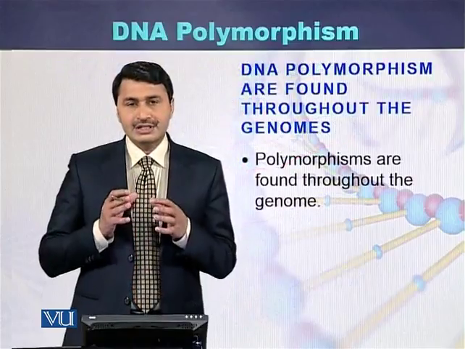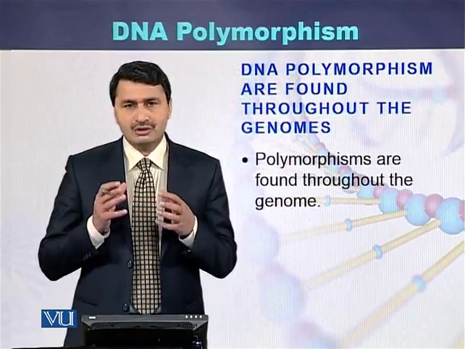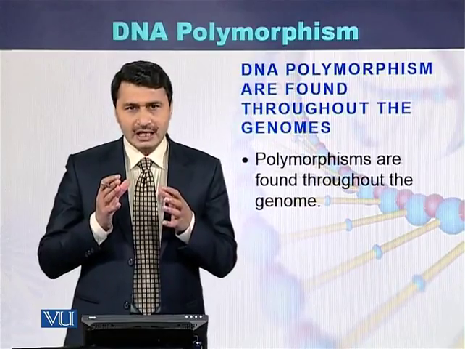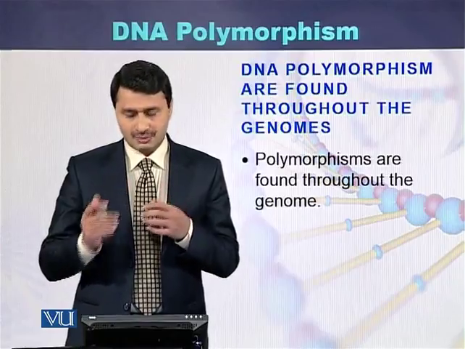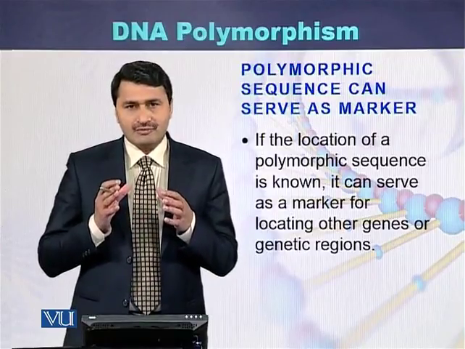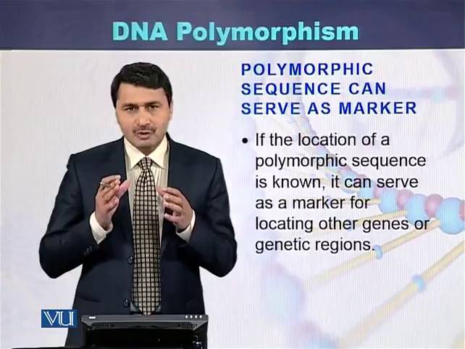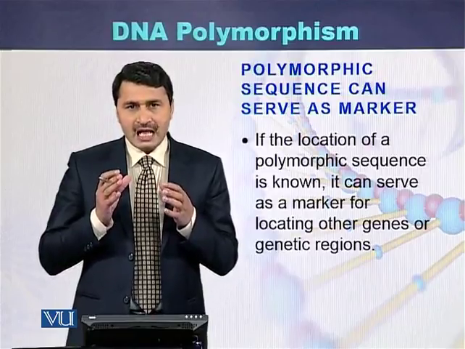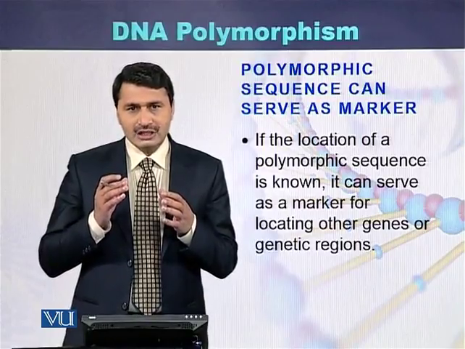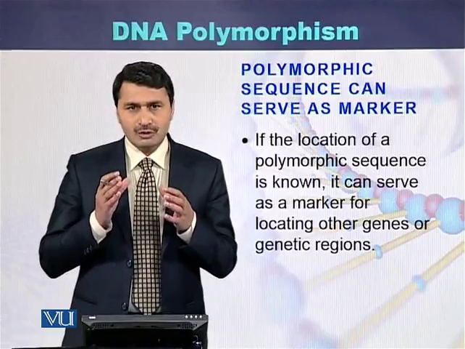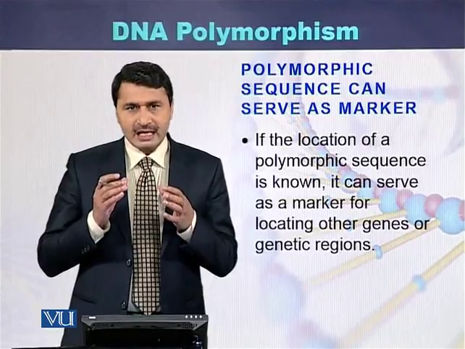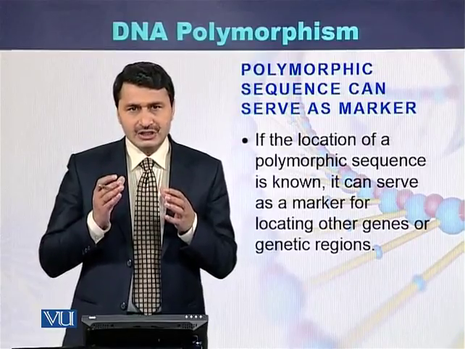DNA polymorphisms are found throughout the genomes. They are present on each part of the DNA. They are present on all the chromosomes. If a polymorphic sequence is known, then that polymorphic sequence can act as a location to identify other genes or other genetic markers. So known polymorphic regions can be used to identify other genes as well as other genetic regions on the genomes.